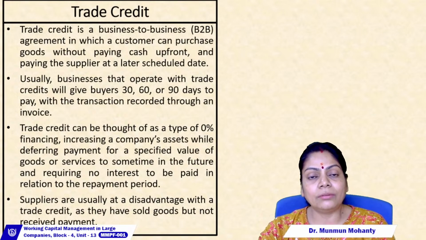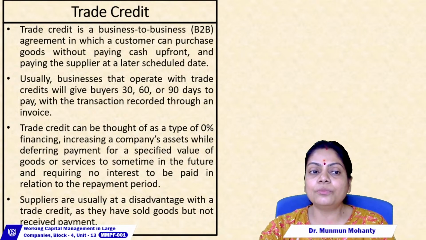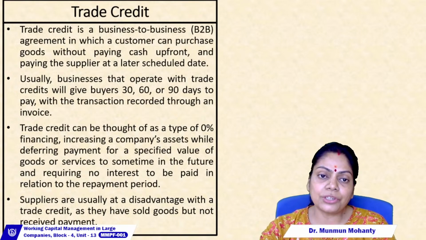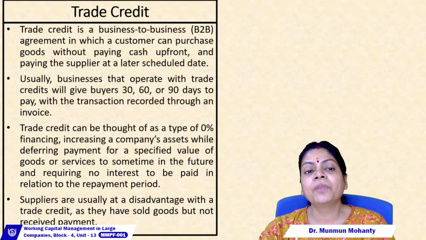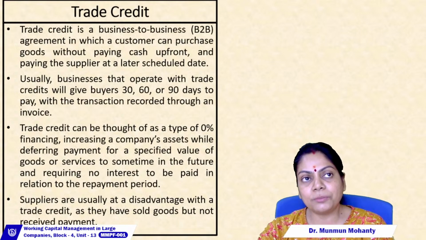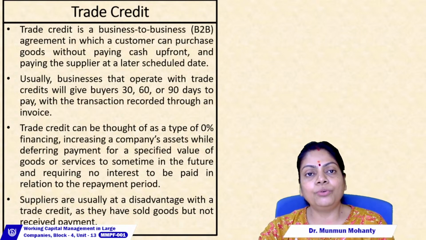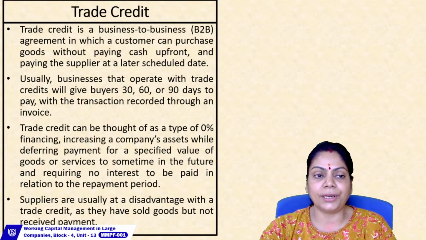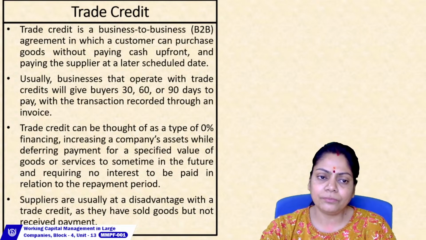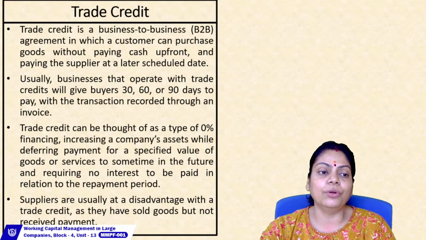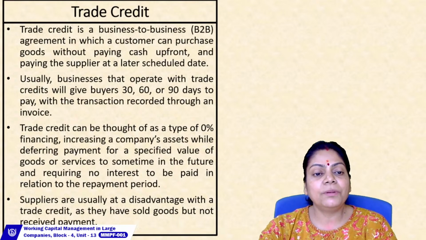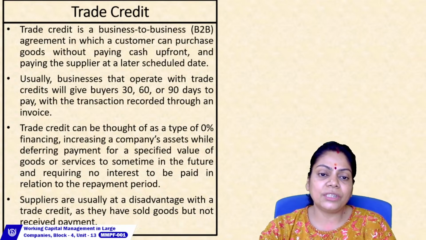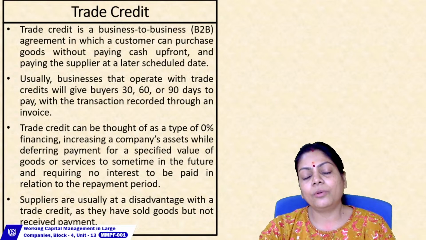In the case of large corporations, it is a business to business agreement with your supplier, where you can purchase goods without paying any cash upfront. You just make a phone call saying you need such and such quantity of raw material, and the supplier will send you the raw material. You don't have to pay anything upfront. You pay the supplier at a later schedule.